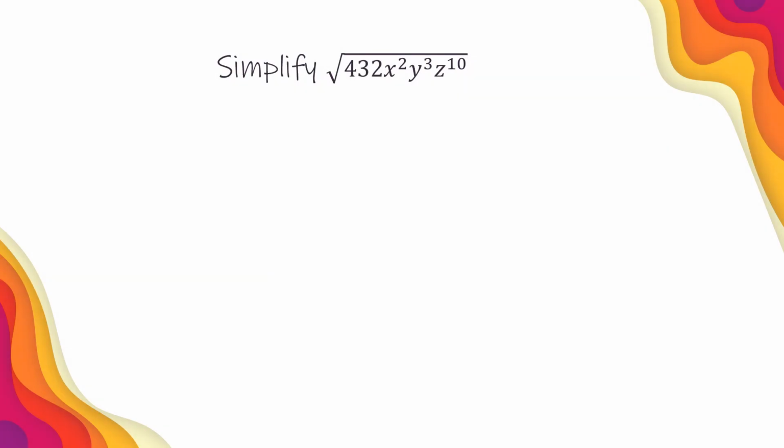All right, so on this next example, we are throwing some variables in there. Whatever you do, don't panic, okay? The variables are actually very, very simple. So I'm going to start with just breaking down the square root of 432 the same way that we've been doing the previous problems. So again, if you can't figure out what goes into 432, it's an even number. So worst case scenario, you can do long division and you can just keep dividing the numbers in half, okay?